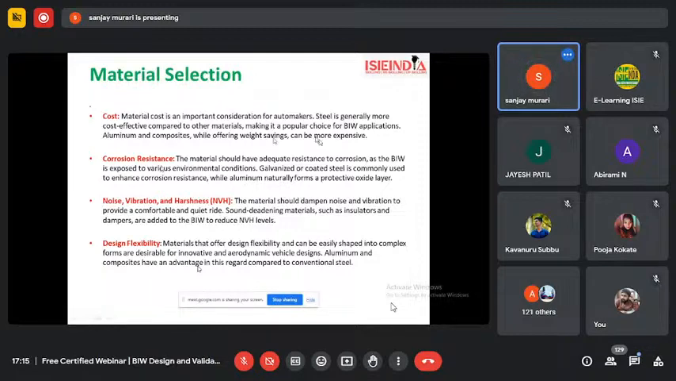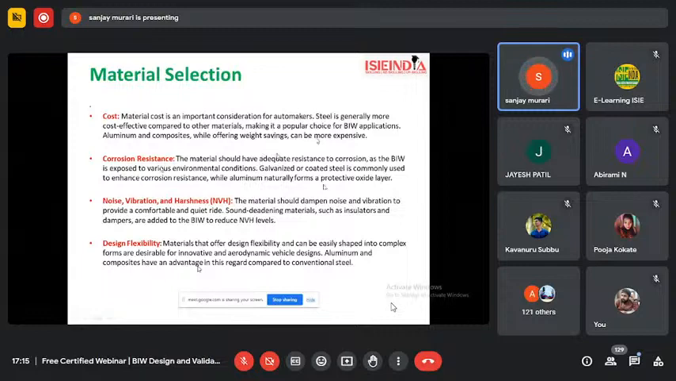So all the materials we are using for our BIW parts should be corrosion resistant materials. Galvanized or coated steel is commonly used to enhance the corrosion resistance. And aluminum, as we know, normally forms a protective oxide layer. Okay, so this is all about corrosion resistance.